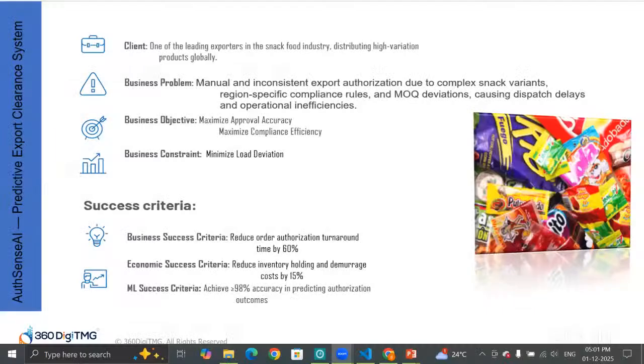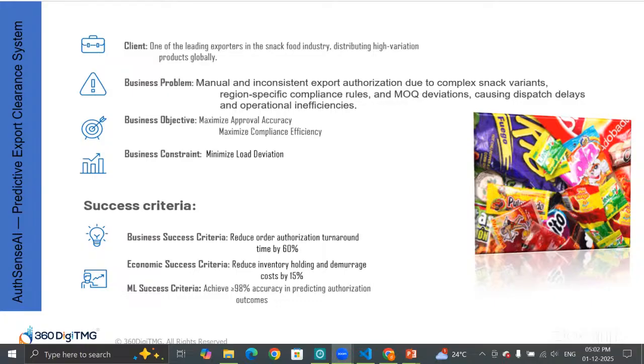Hello everyone. Today I'm going to walk you through a business use case where we built a predictive export clearance system for a global snack food exporter. This project solves a major operational bottleneck, manual and inconsistent export authorization.